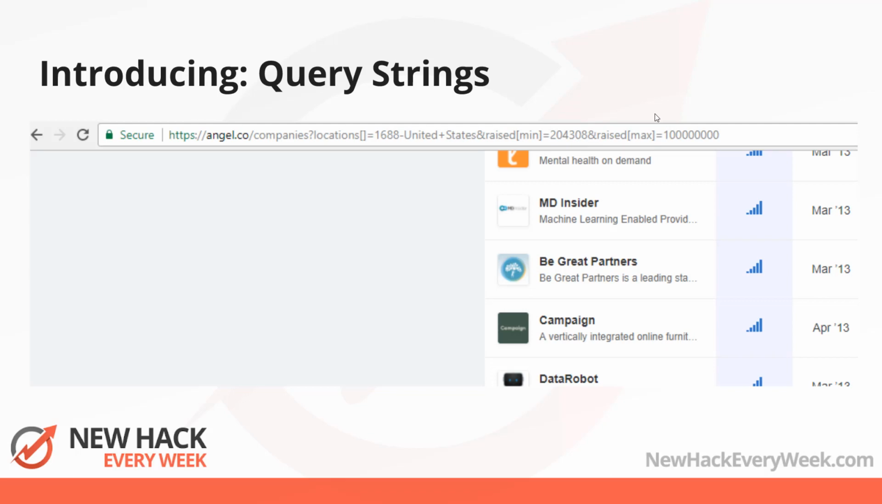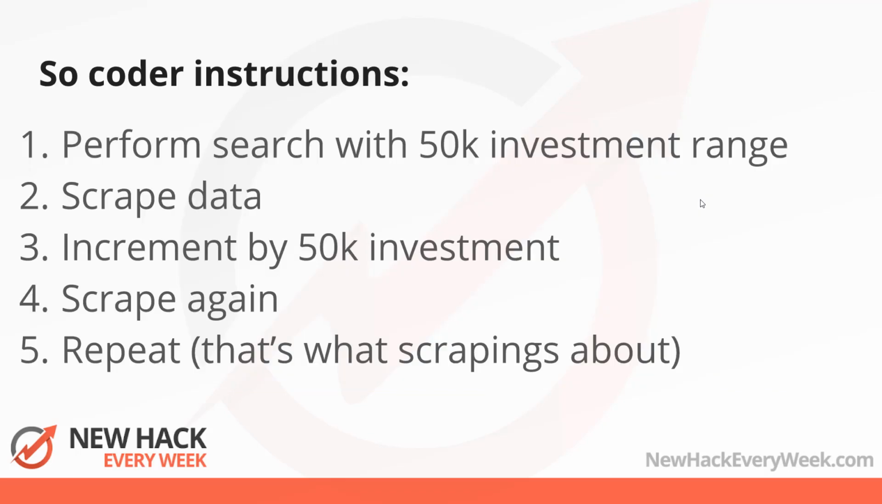But as you can see here, it's got the minimum amount they raised in investment and the maximum. If I was to increment that in 50K steps, I'd probably get about 1,000 results each time. I'd get less, way less actually. And if I had a program, it'd automatically do that.